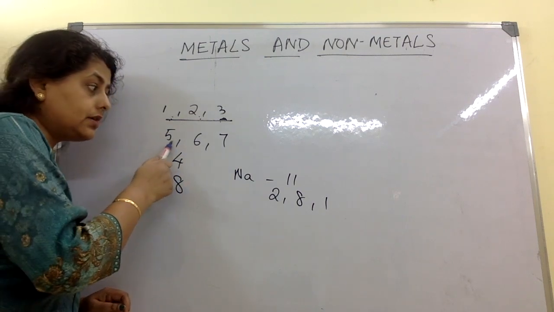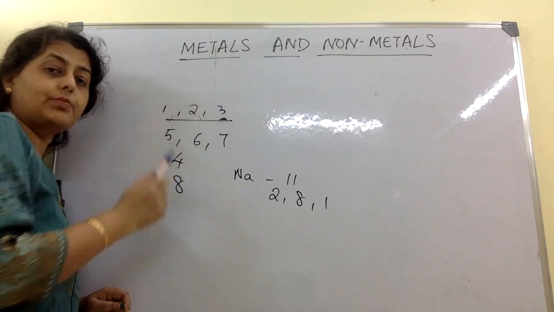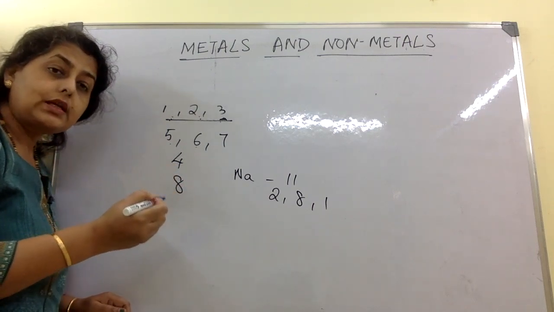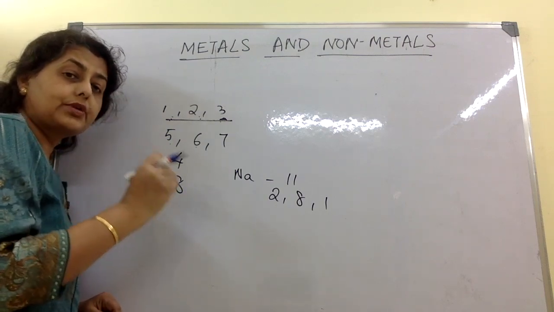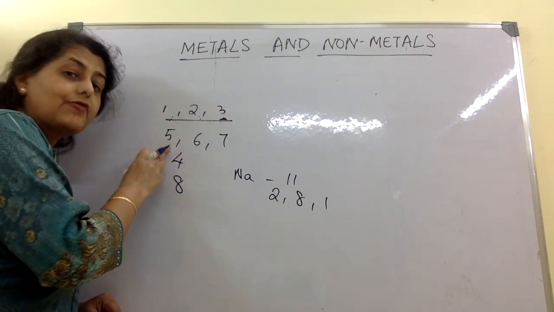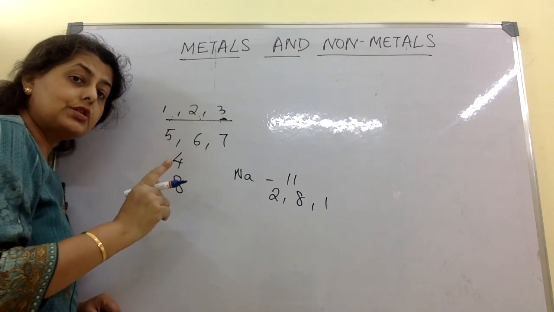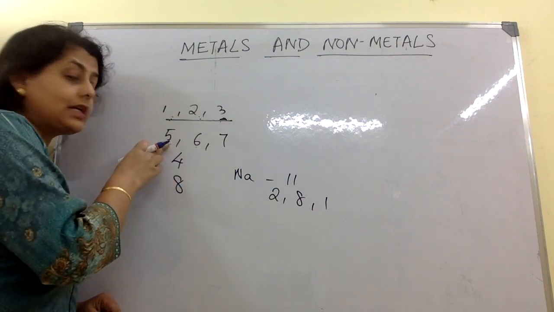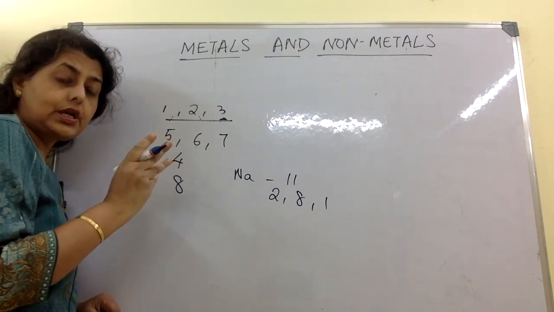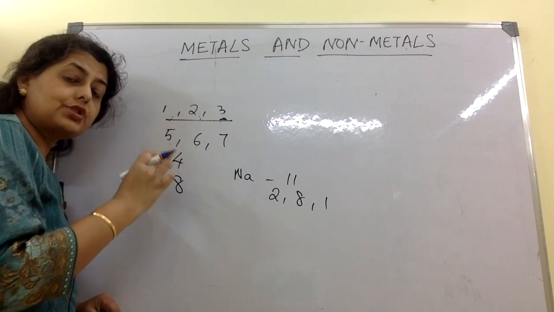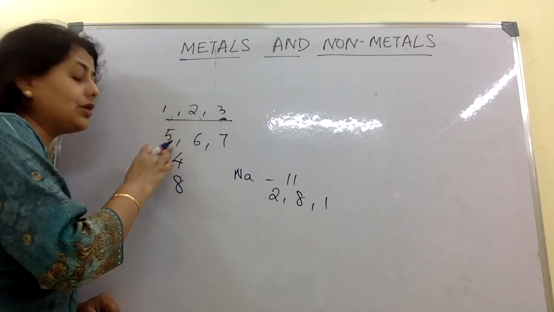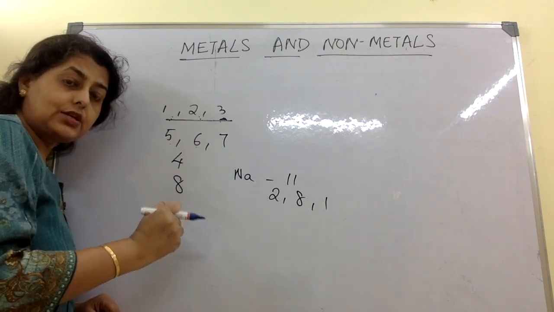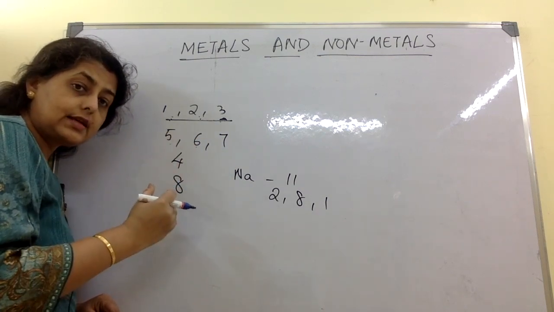But 5, 6 and 7 are for non-metals. In non-metals, with 5, 6 and 7 in the outermost orbit, in order to complete their octet, nitrogen, which has 5 in the outermost orbit, needs 3 electrons to complete 8. So nitrogen will be looking for 3 electrons. Nitrogen wants to take electrons.